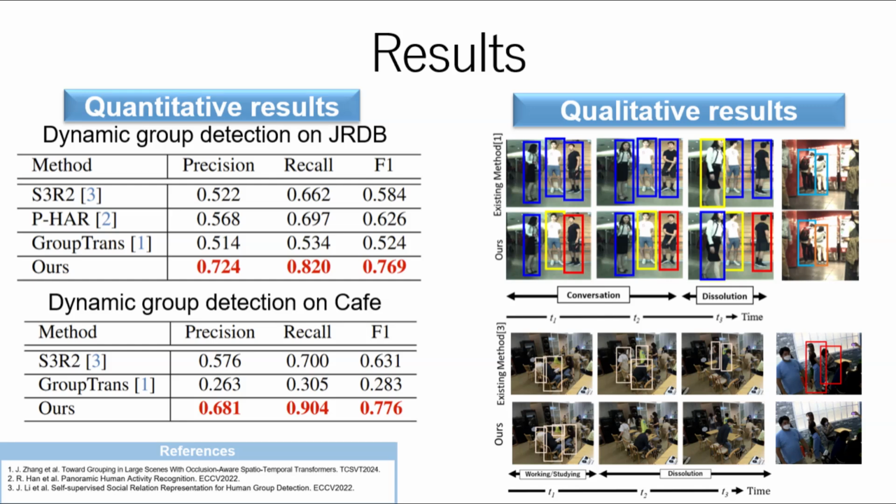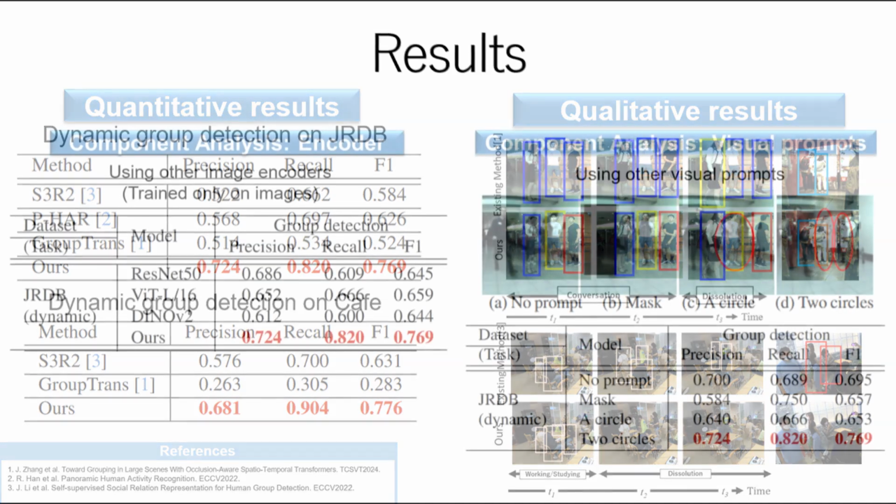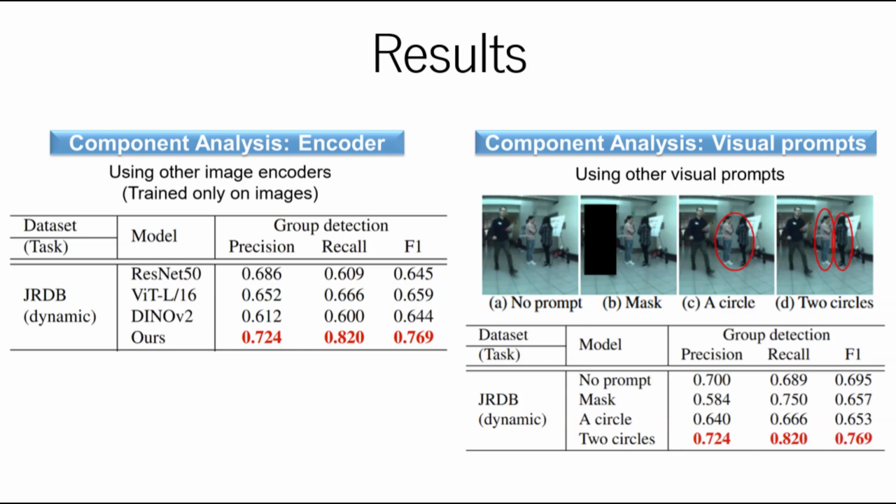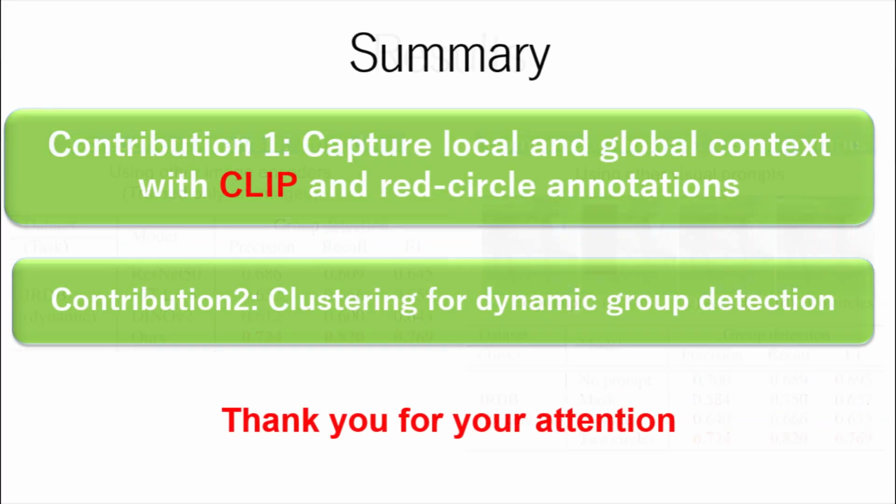We tested our method on public datasets. Our proposed method outperforms current state-of-the-art group detection methods. These experiments indicate that using CLIP and our visual prompt, the red circle, is effective. In summary, our research makes two key contributions: leveraging local and global context through a vision language model, and introducing a method for dynamic group detection.